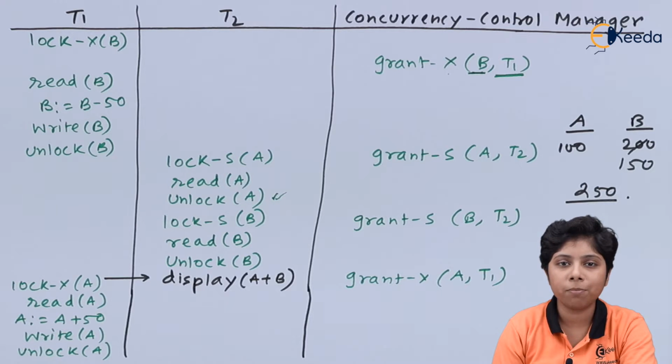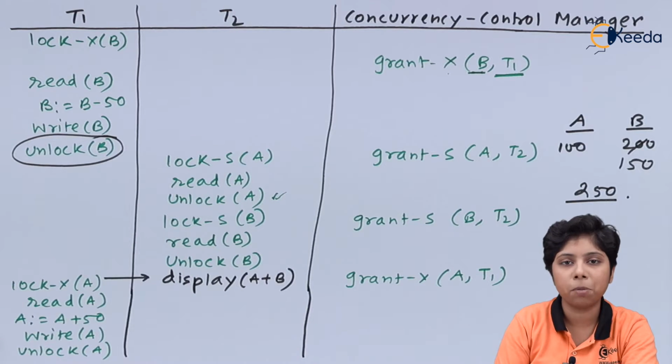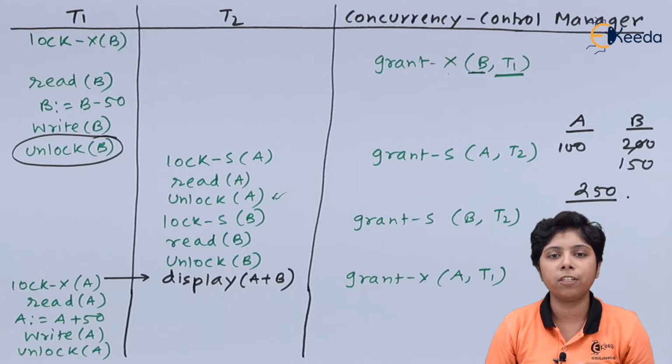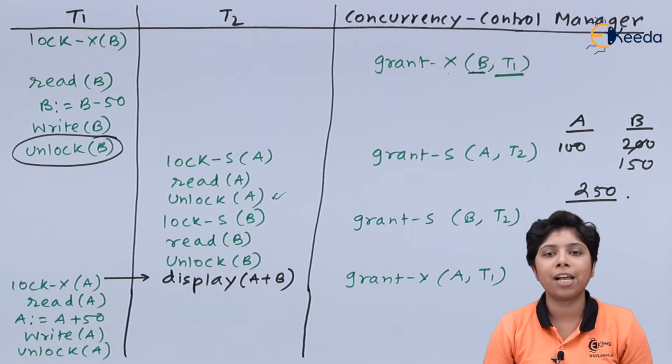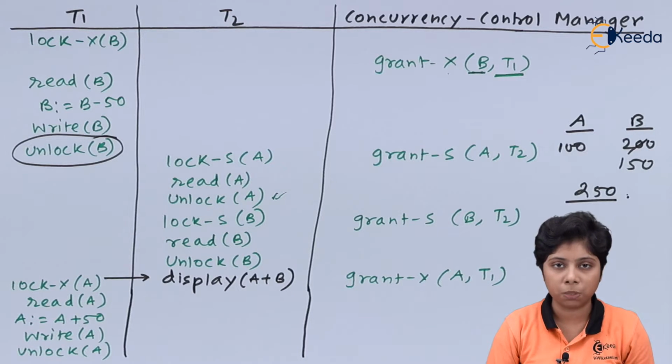Now why is this problem happening? Because we have released this data item B too early, because the purpose of the exclusive lock on data item B has finished. So we are unlocking the data item B. But it is not really required that immediately after we have finished, we unlock the data item B, so that we can lose the durability as well as the atomicity of the transaction. So now the durability result on this 250 is not maintained.